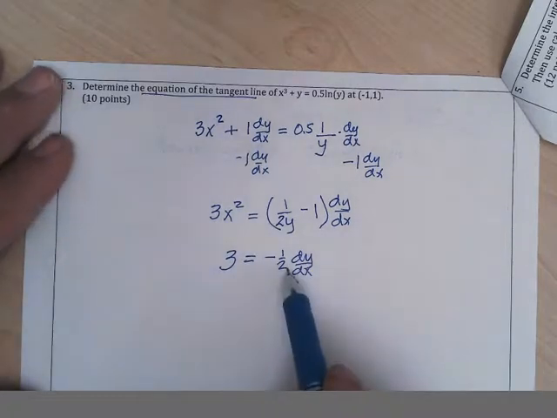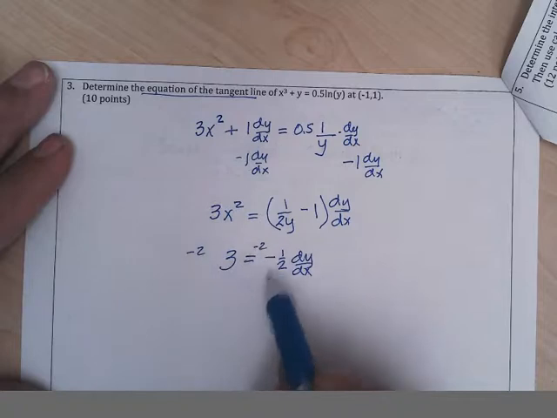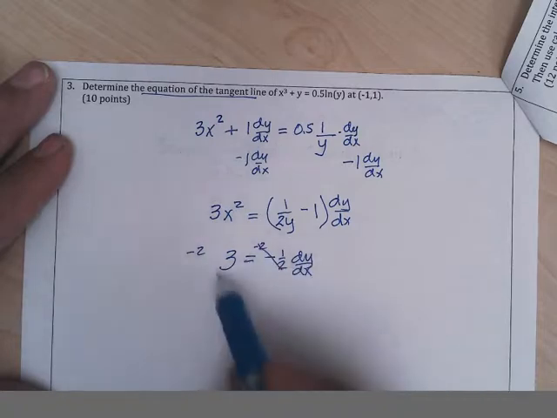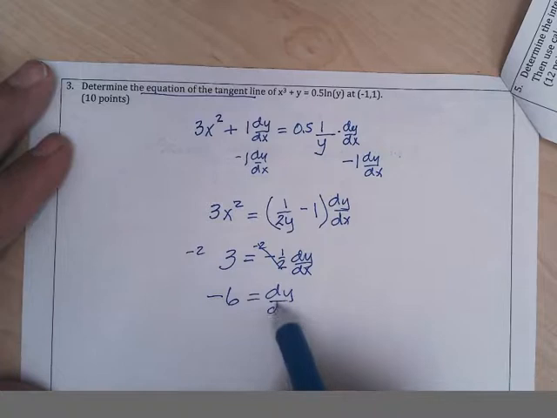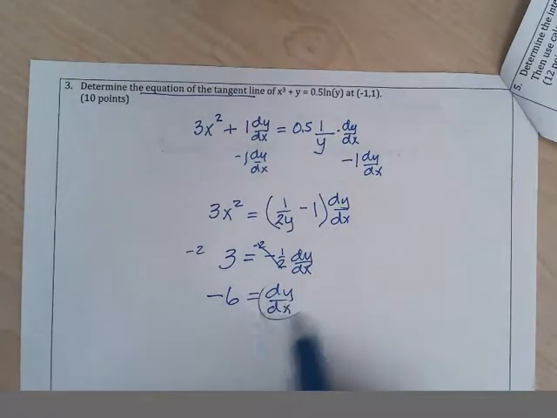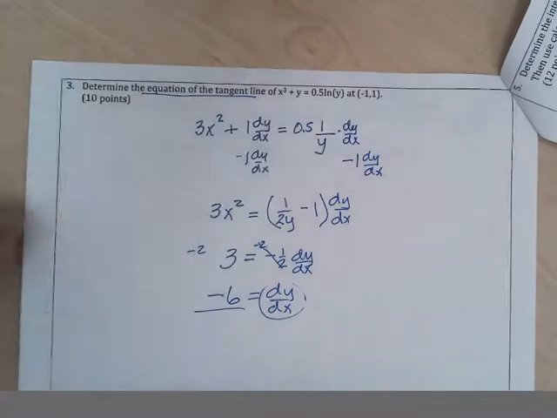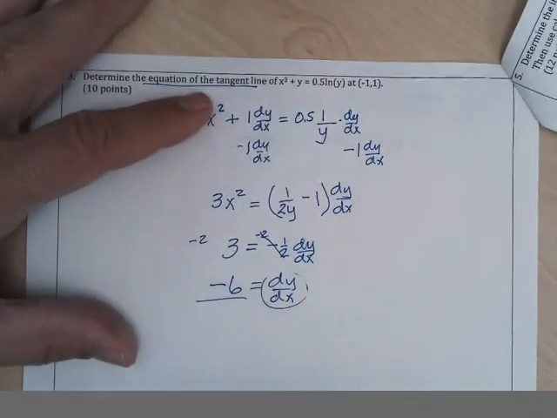To get rid of that minus 1/2, I multiply by -2 on both sides, and that cancels that, and I get -6 equals dy/dx. So I found the slope at (1, -1), but I'm supposed to find the equation of the tangent line.